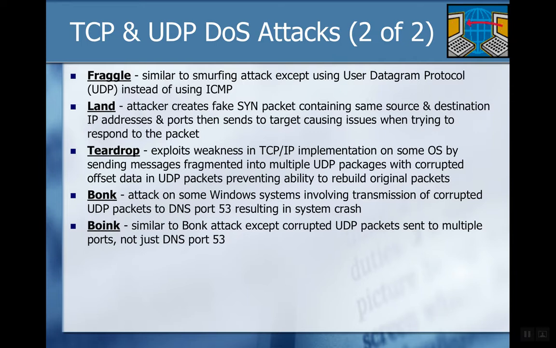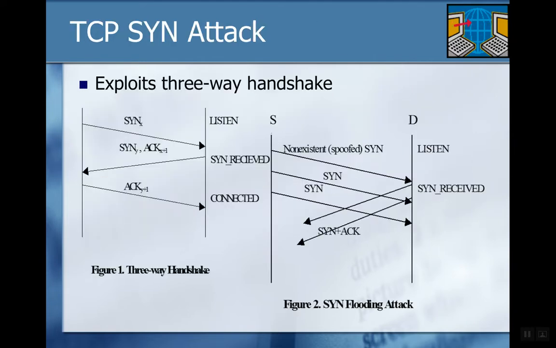Similar to that is what we call a ping of death, where you send an ICMP packet to certain types of machines, which can actually cause the machine to crash. Boink is a variant of Bonk. Instead of sending it to just the DNS port, it'll actually send it to multiple ports. Right? So you get a whole bunch of different ways of machines being attacked.